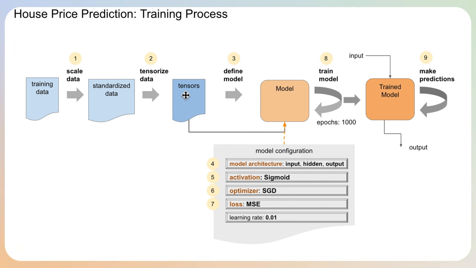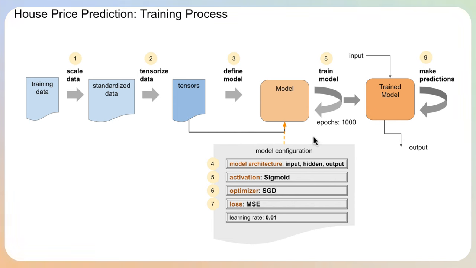Once the data is prepared, we can define the model. In this case, our model architecture includes an input layer, a hidden layer, and an output layer. The model configuration specifies the activation function, the optimizer, loss function, and learning rate. For our house price prediction model, we use the Sigmoid activation function, Stochastic Gradient Descent, or SGD, as the optimizer, mean squared error, or MSE, as the loss function, and we have a learning rate of 0.01.